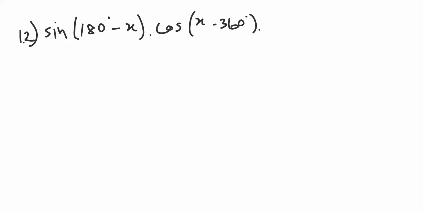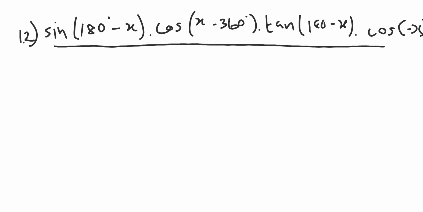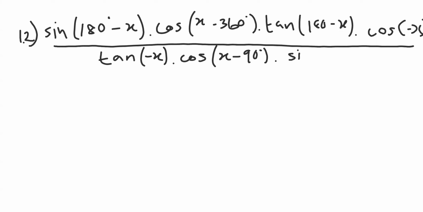Okay, this is a big one. So sine of 180 minus x, times cos of x minus 360, times tan of 180 minus x, times cos of negative x. And this is all over tan of negative x, times cos of x minus 90, times sine of 90 plus x.